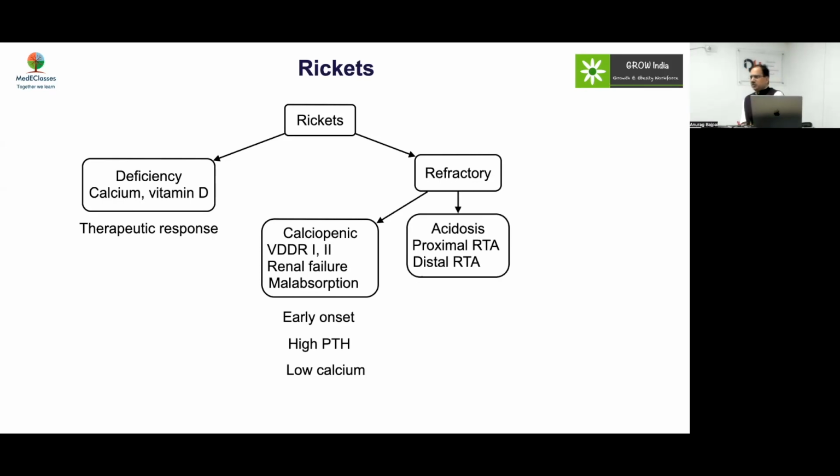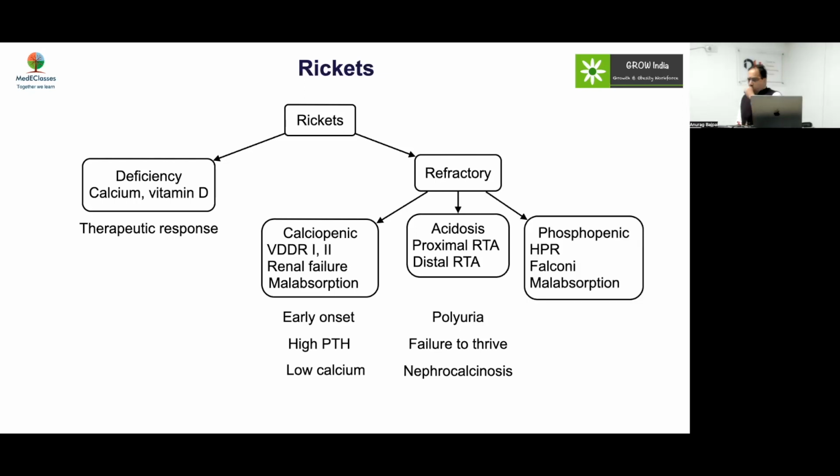You can have acidosis because of proximal or distal RTA with polyuria, failure to thrive, and if it's distal RTA, you will develop nephrocalcinosis. And finally, you will have the phosphopenic form in which you have hypophosphatemic rickets, Fanconi's disorder or malabsorption associated with late onset lower limb abnormalities with normal calcium and PTH. So if you now remember just two things: phosphorus, calcium, PTH. These three will classify all your forms of rickets and we'll use it for further evaluation.